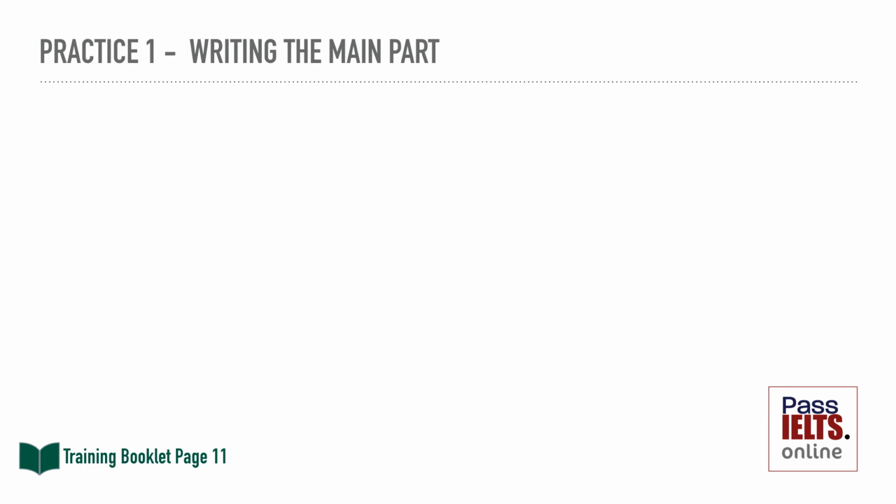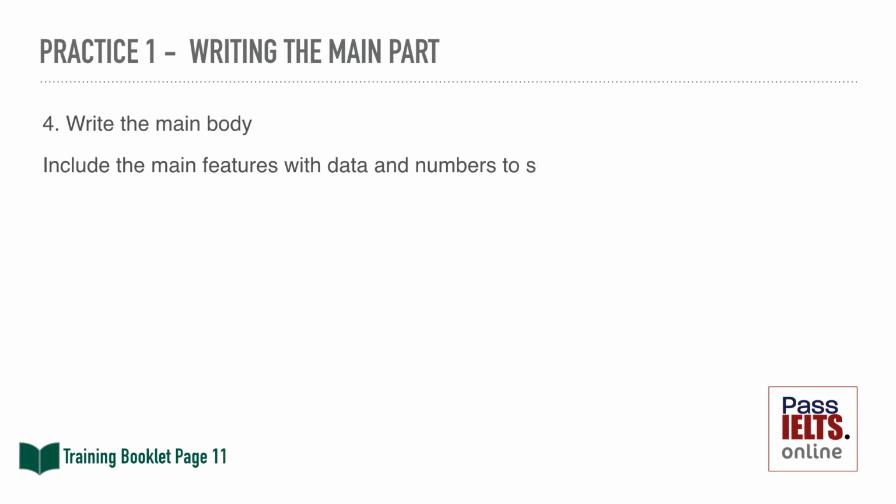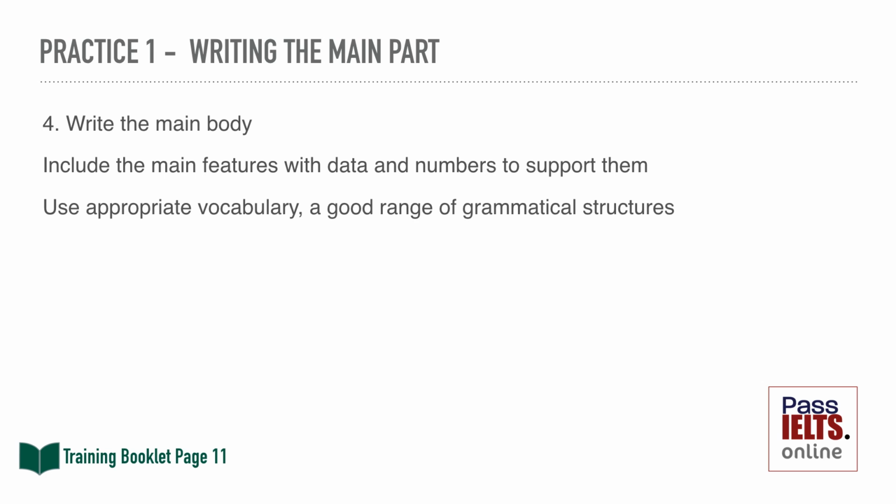Now you need to write the main body. You have to include the main features, which are the things you've chosen, and need to support them by using details from the map or the plan. So for example, you need to say things like where the things are, the trees or the pier, for example. You need to use appropriate vocabulary and a good range of grammatical structures.